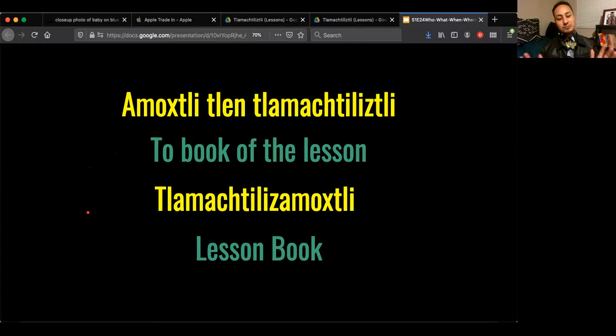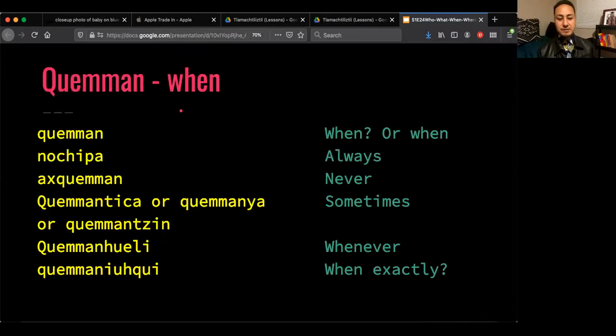But you could also split it up as, there's multiple ways. Amoshli tlen tlamachtilistli temachtiket, or amoshli tlen tlamachtilistli tlen tlamachtiket, or temachtiket. I mean, there's actually multiple ways you could split it up. And so you might see them split it up by using tlen to mean of, to add extra ofs, I guess. Okay.